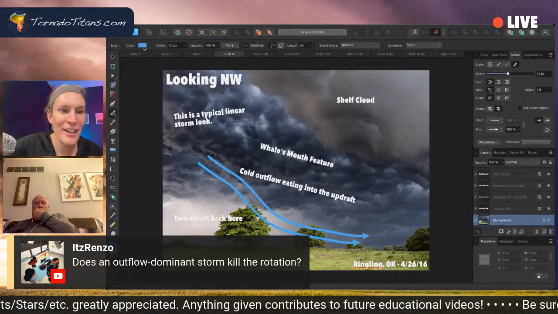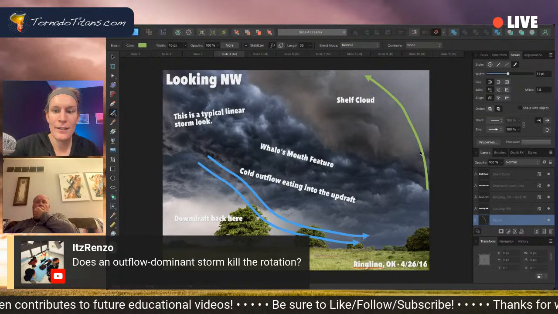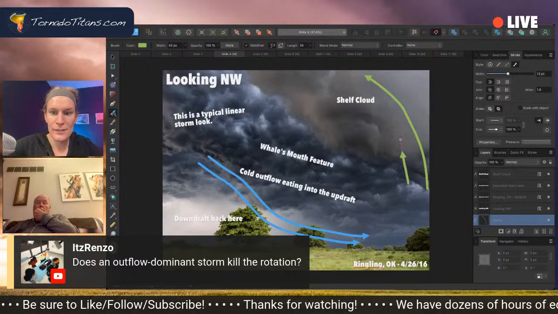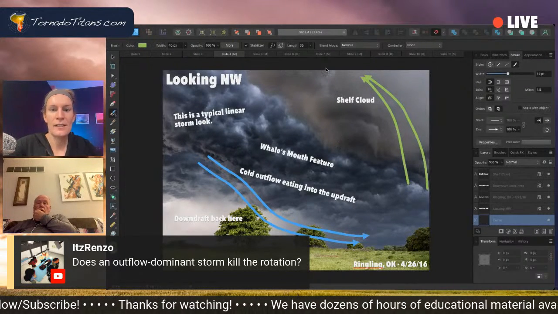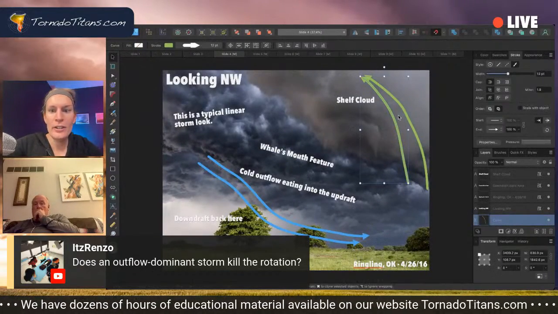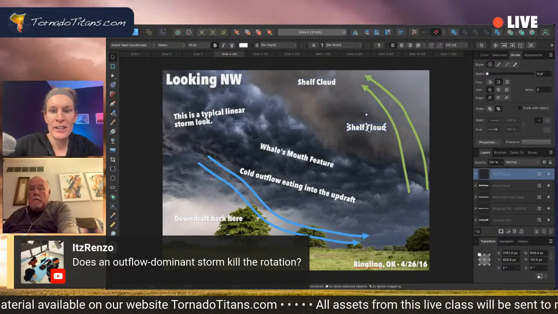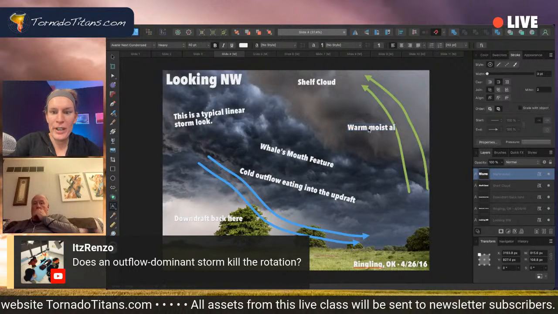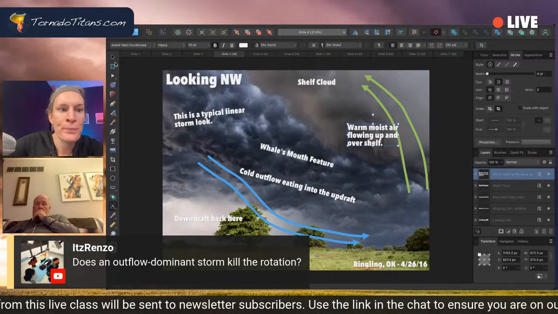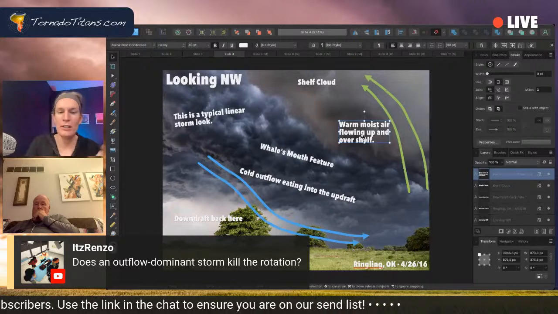While you're labeling that, maybe add a modifier to that. It kills the low level rotation. The storm may continue to rotate at mid and upper levels, but it kills the low level, which means the tornado threat is basically nil. Yeah, exactly. And the low levels are so important. We're constantly learning more and more about this, but I'm going to put this right here: warm, moist air flowing up and over the shelf. And that's why you get the rolling motion. I'll label that before I send it out, so you can remember that.